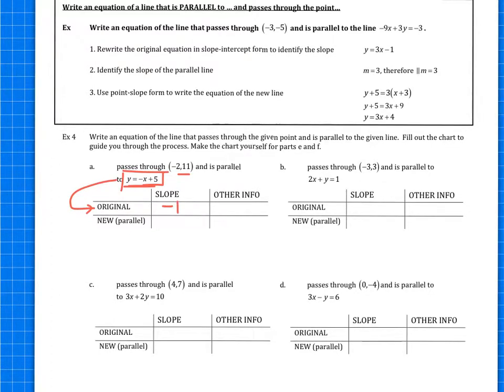Now, here's the best part. The other info about that line, I don't care. All I need is the slope. And if I'm going to be parallel to it, I need the same slope. So my new line has the same slope. And the other info I'm given is (-2, 11). That's the point I'm supposed to go through. So I can use that slope and that point to write a point-slope equation. y - 11 = -1, or just negative, (x + 2). And that's it.